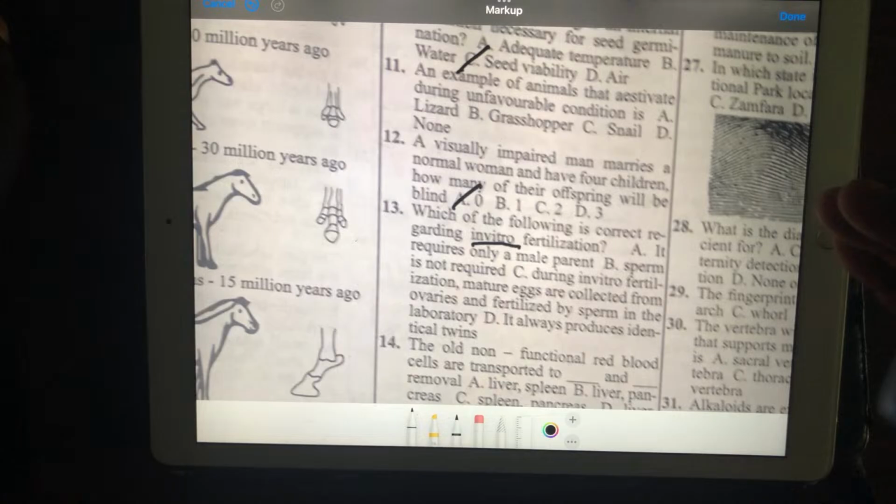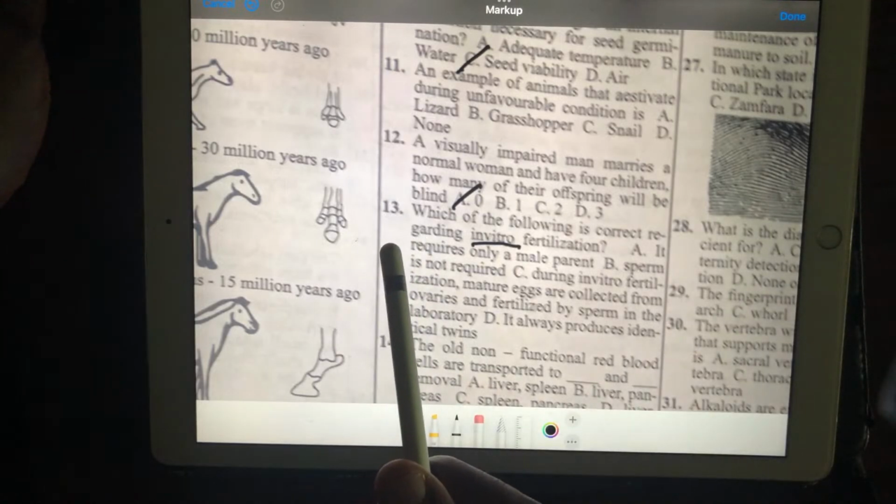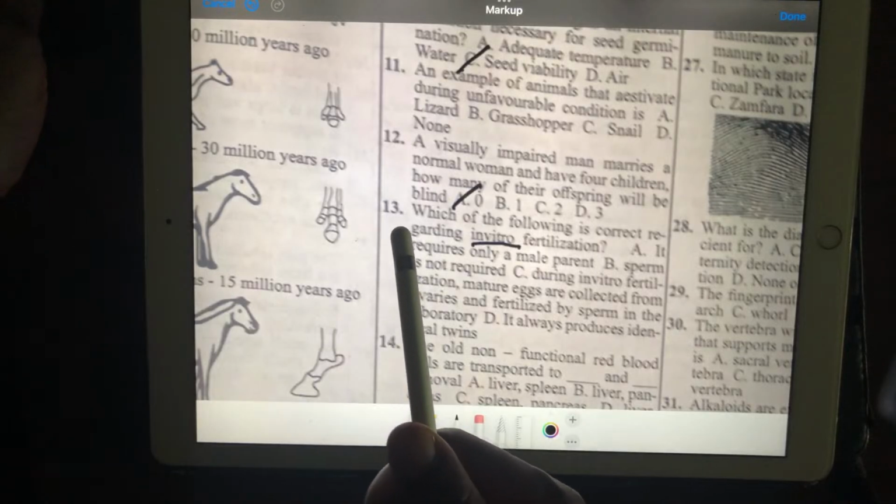How is it related to germ cells and somatic cells? Okay, I'll come back to that. Good. I'll come back to that, my Indian friend.